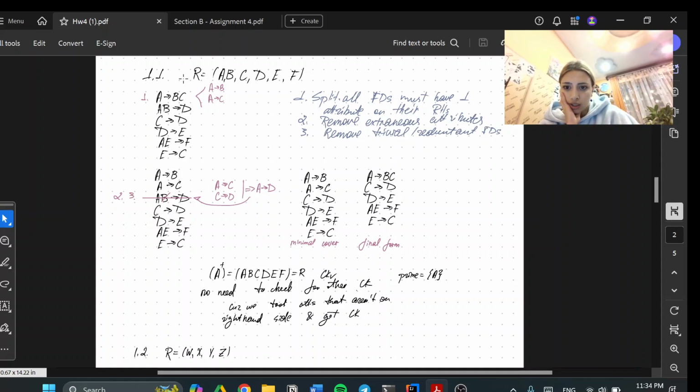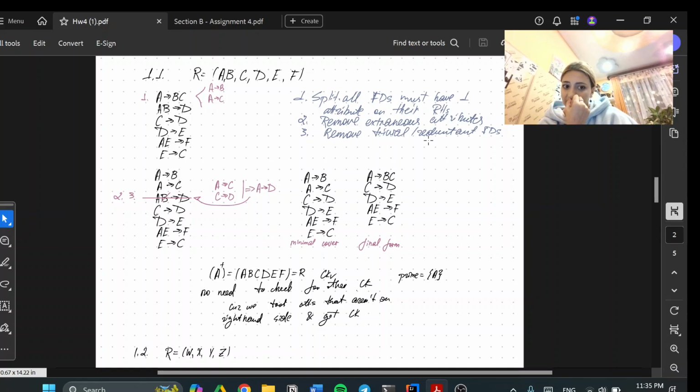First relation is R, A, B, C, D, E, F, and we have these functional dependencies. First step, split. The only thing we have to split here is A goes to BC. We split it here like this. Second, remove extraneous attributes. The only extraneous attribute I found here is this B, because A goes to C and C goes to D. The A goes to D automatically, so we don't need the B.